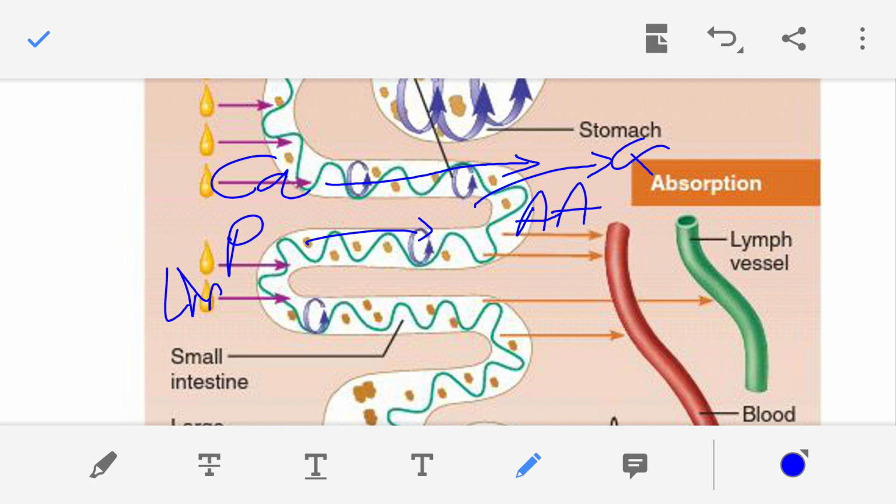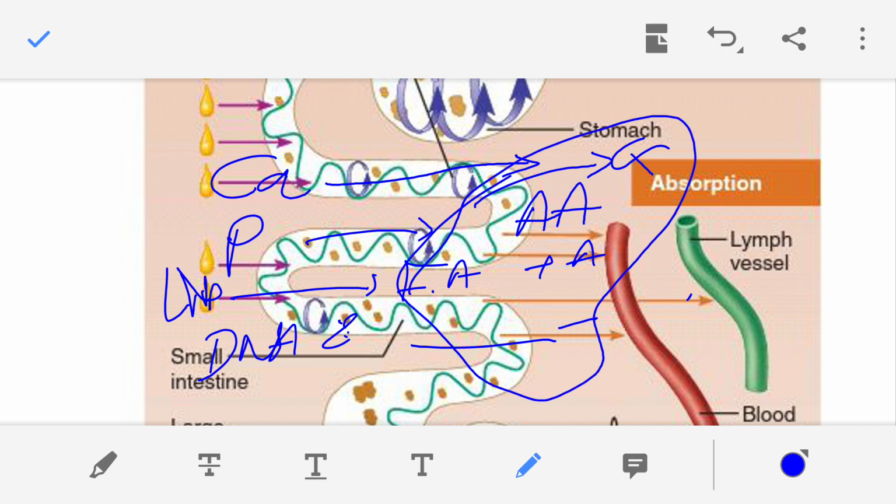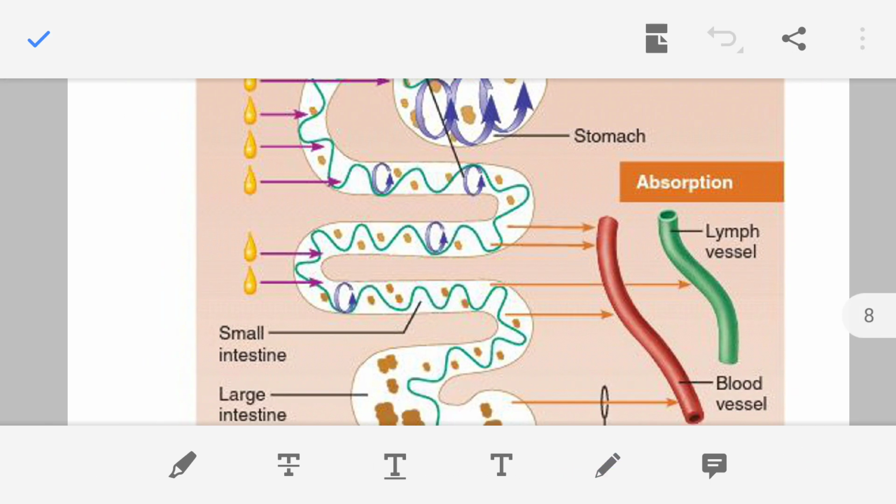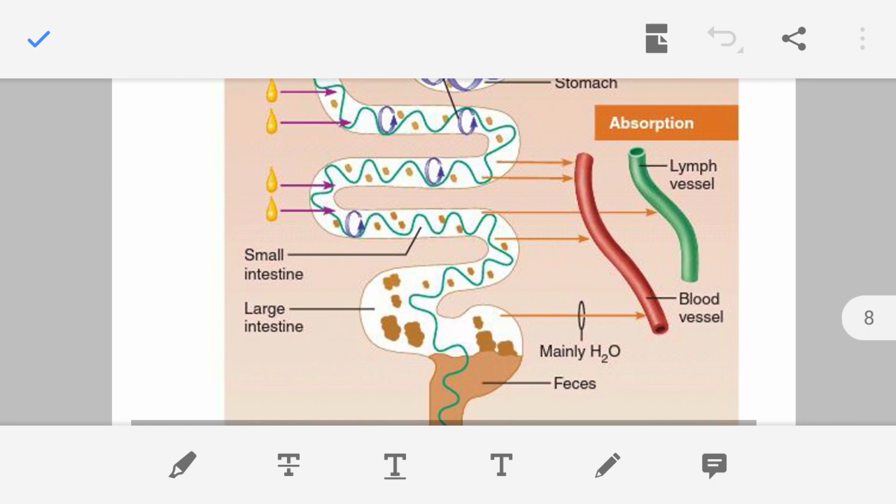We eat lipids, so from lipid we are getting the fatty acid and alcohol. Then nucleic acid, DNA, RNA, so we are getting the nucleotides. So all this digested molecule is entering into the blood and the lymph. Blood entering the blood vessel and lymph vessel, that process is known as absorption. So absorption is also taking place in the intestine.